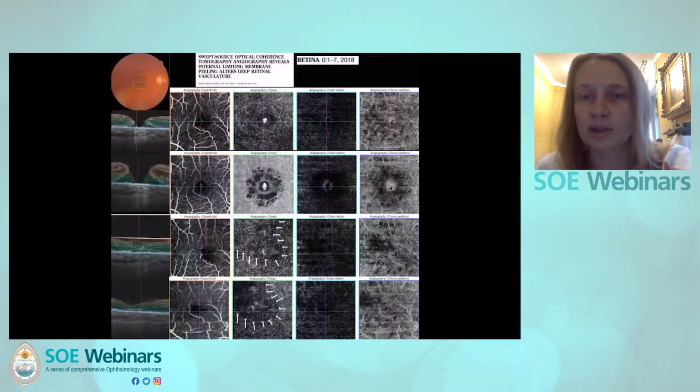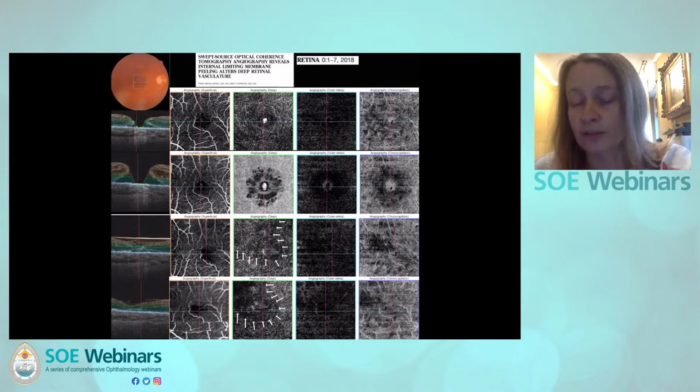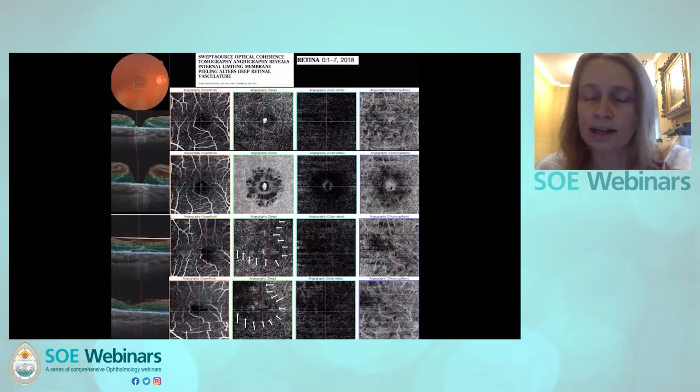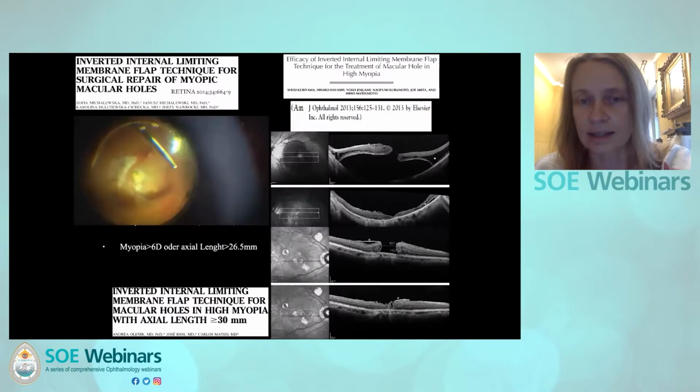A big advantage of the temporal inverted ILM flap technique is saving the retinal nerve fiber layers at the nasal side of the fovea. But additionally, we published recently that it saves some vessels in the deep foveal vessel layer. You can see that there are some disturbances of those vessels in swept-source OCT angiography in the peeled area, not visible in the area when the ILM was left intact.